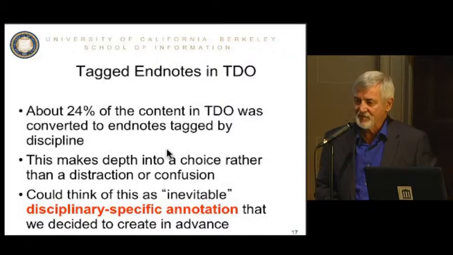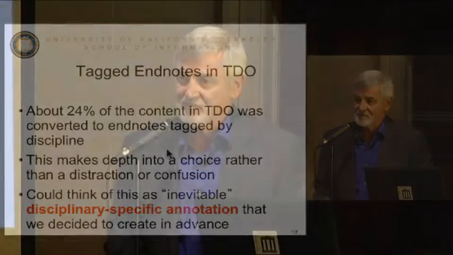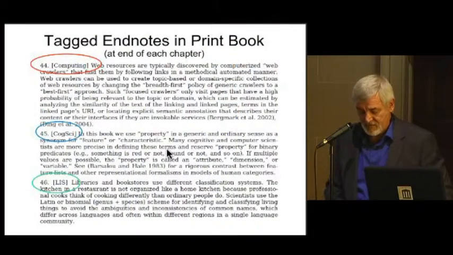And so you can almost think of it, and this is where I started thinking about Hypothesis, as kind of preemptive annotation. I'm saying there's going to be disciplinary annotation on this book, but let me do them in advance so that they'll be there when a reader wants to know more from that particular point of view in a discipline. And so in the print book, all the endnotes have these little tags like computing or cognitive science or library information science.